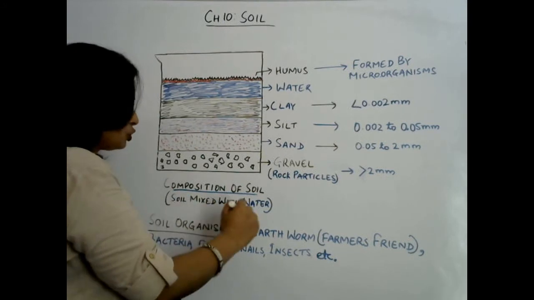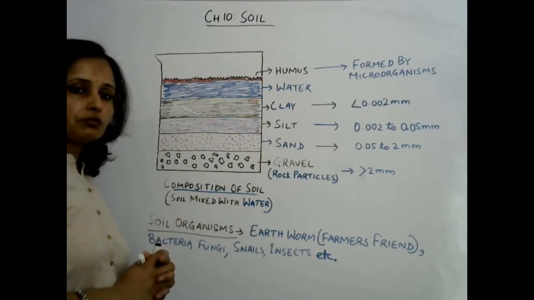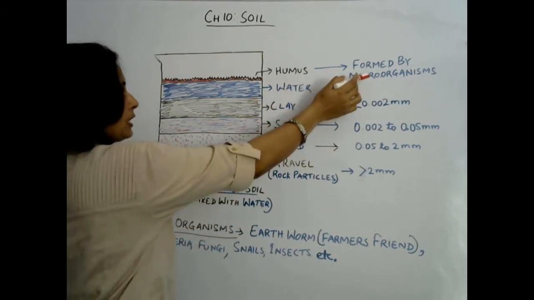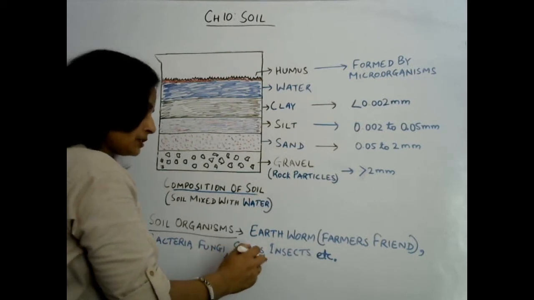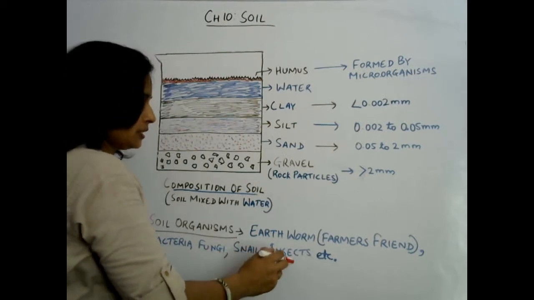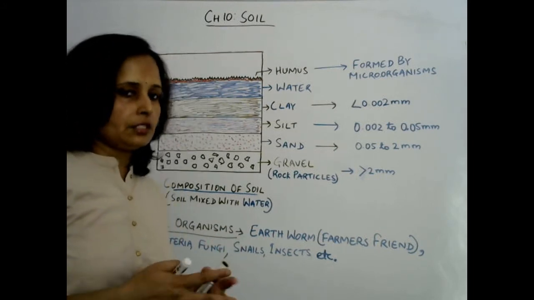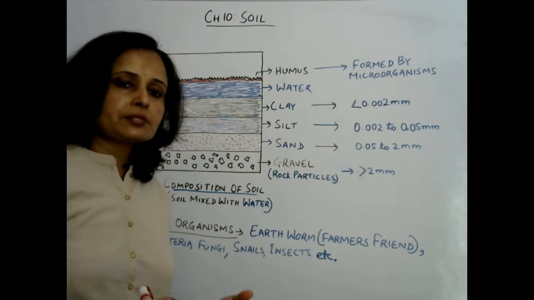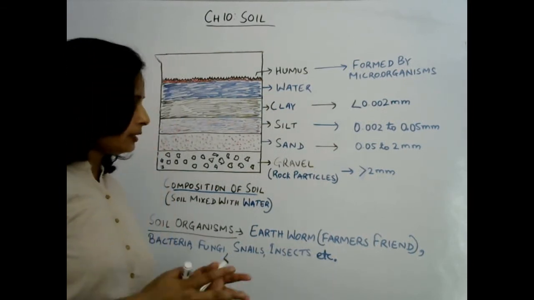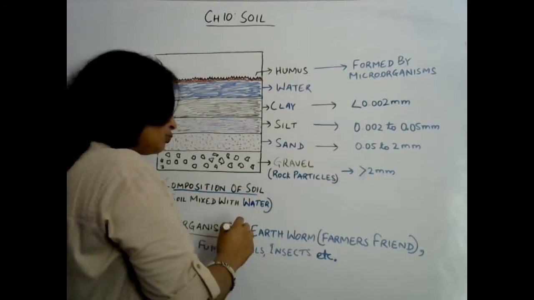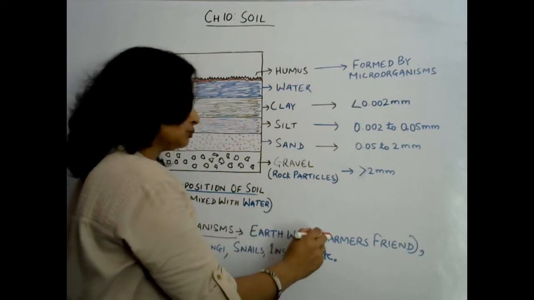Now, so many kinds of microorganisms and living organisms are also found in the soil. What are those? As we discussed, microbes like bacteria and fungi form humus. And some other organisms like snails and insects also live in the soil. Other than these, a few bigger animals also live in soil. Some live in burrows, some make ant hills. Like that, so many organisms live there. One important organism also found in soil is the earthworm.